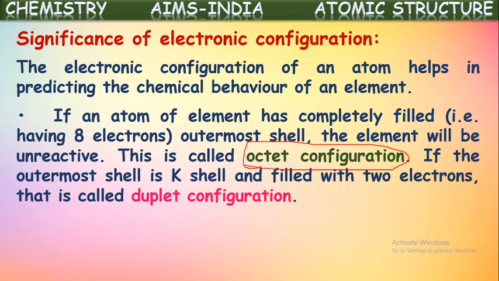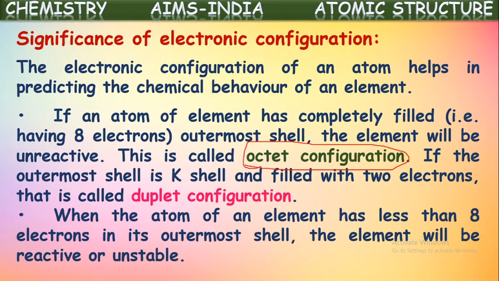If the outermost shell is the K shell, that means if the outermost shell is the first shell itself, if it has only one shell and it is filled with 2 electrons, then it is called duplet configuration. So if an element has only one shell and it is completely filled with 2 electrons, then that configuration is said to be duplet configuration. If an element has more than one shell and has 8 electrons in its outermost shell, then that is called octet configuration.